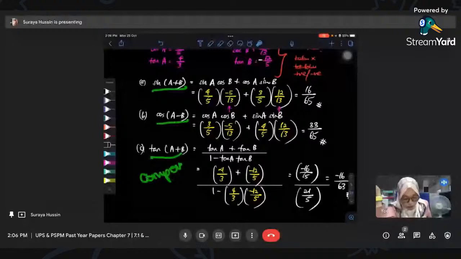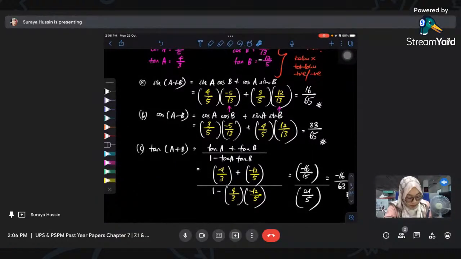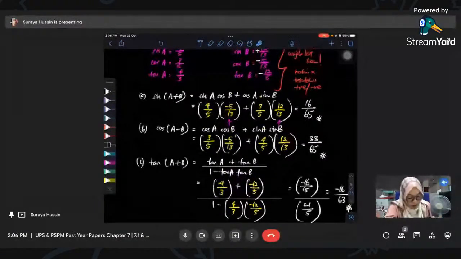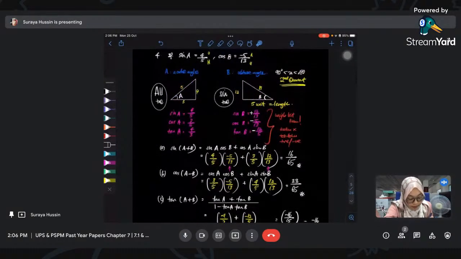All of these are called compound angle formula. I won't go through very detailed over here. I just want to show you the solution over here. Okay, di mana tangent A plus B is equals to tangent A plus tangent B over everything over with 1 minus tangent A times tangent B. So actually if you dah keluarkan pun apa dia sin, apa dia cos A, apa dia tan A, you have keluarkan value dia and you have keluarkan sin B dan tan B.